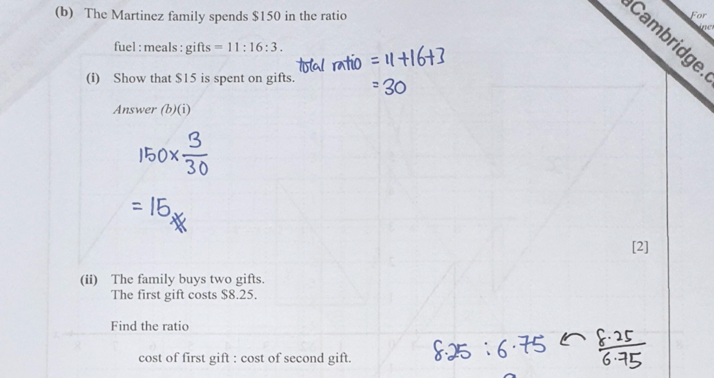As for section B, part 1, the first thing that I did was to calculate the total ratio. Simply by adding 11, 16 and 3 up, you get 30. So 150 times 3 over 30, you get the result as 15, as requested by the question.